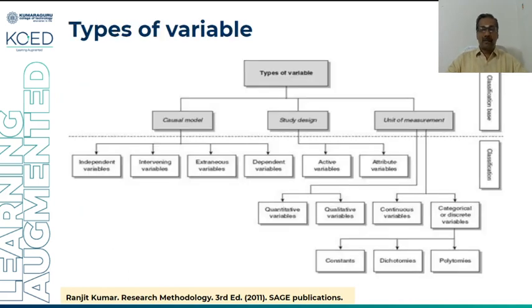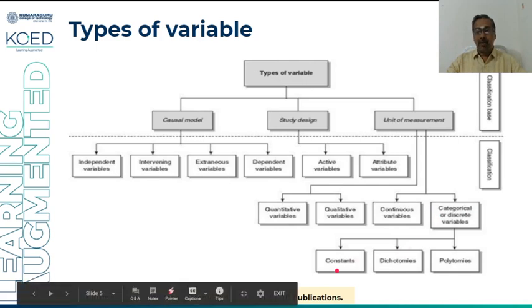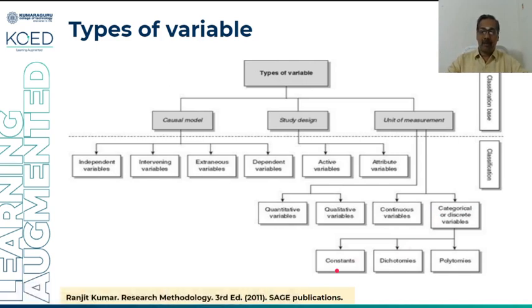How to classify variables? Broadly, you can classify them into three types: causal model, study design, and unit of measurement. Causal model can be subclassified into four types: independent variable, dependent variable, extraneous variable, and intervening variable. Study design can be subclassified into active and attribute variables. Unit of measurement can be subclassified into quantitative, qualitative, continuous, and categorical variables. Categorical variables can be subclassified into constant, dichotomies, and polytomies.